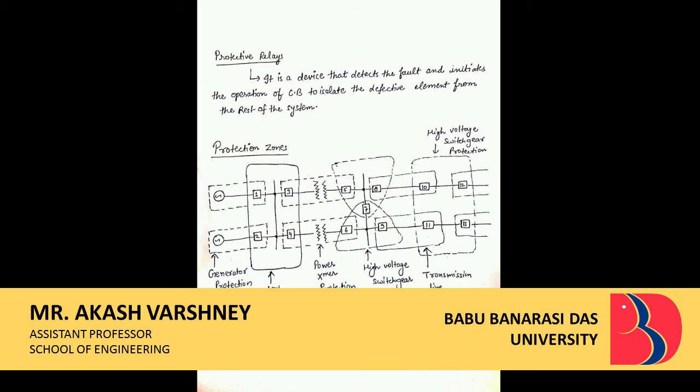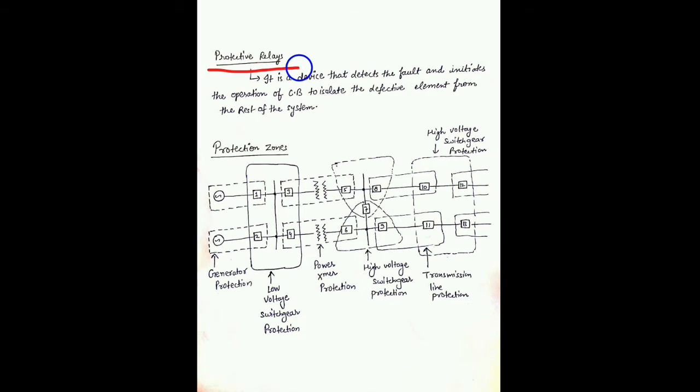Hello everyone. Now I am discussing another thing, the protective relay. A protective relay is a device that detects the fault and initiates the operation of the circuit breaker to isolate the defective element from the rest of the system.